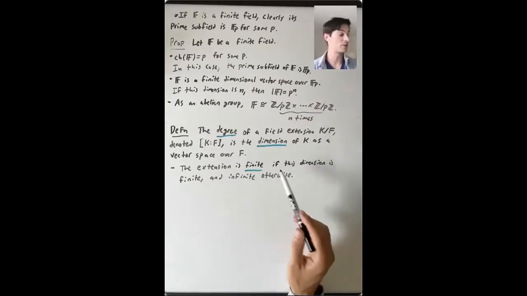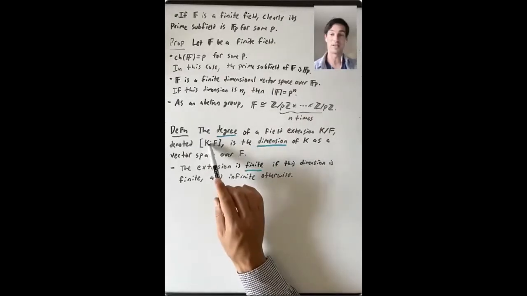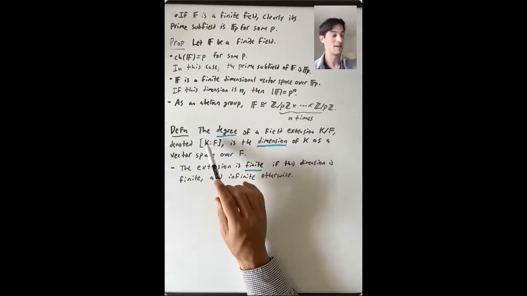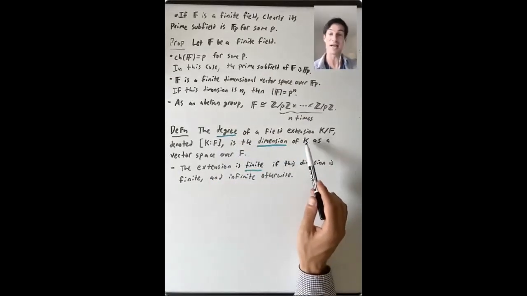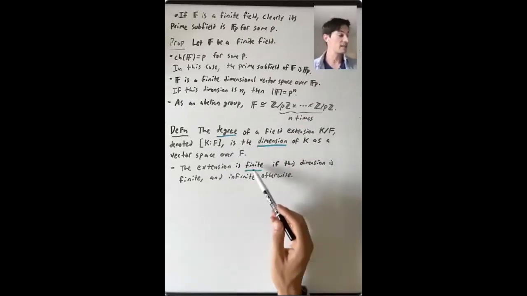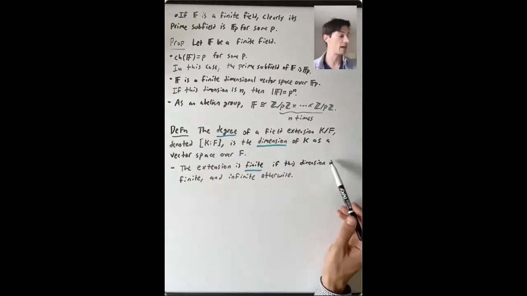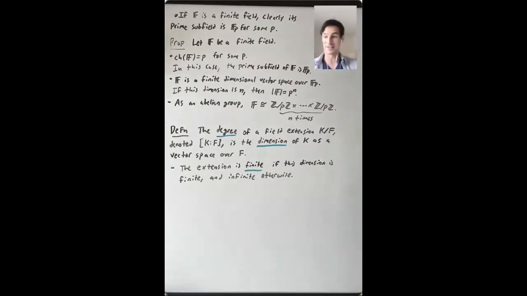Okay. So this dimension that comes up here, this n, is an important thing to study when thinking about field extensions. So the degree of a field extension, K over F, is denoted by the same kind of notation that we used for the index of a subgroup H in a group G. So it's bracket K colon F. This is the dimension of K as a vector space over F. And we say that this extension is finite if this vector space dimension is finite, or if the degree of this extension is finite, and otherwise it is infinite.